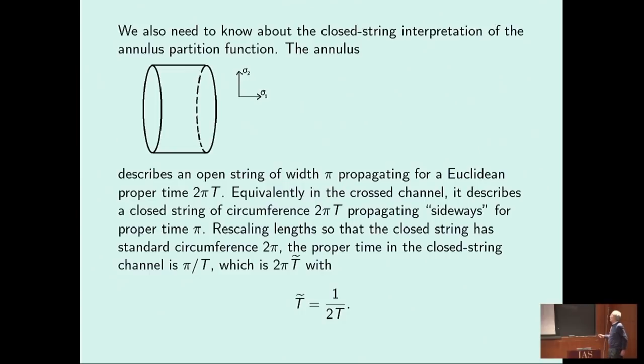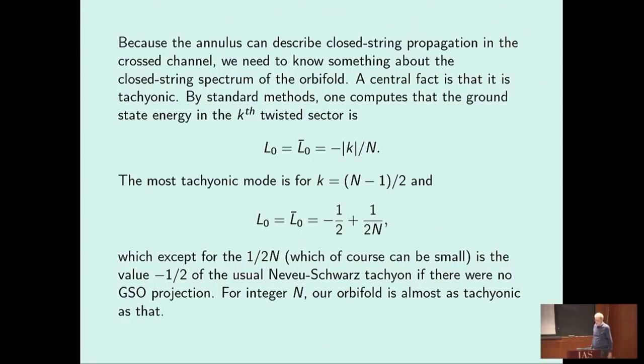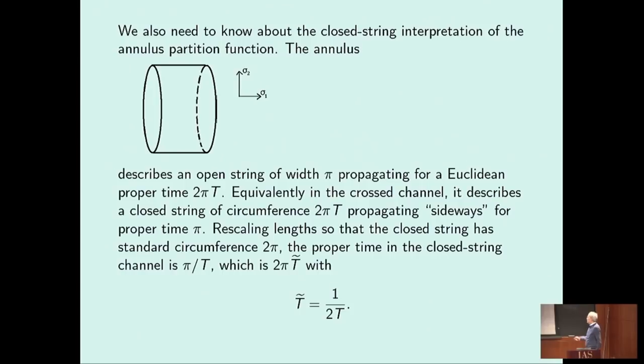One more thing we need to know is about the closed string interpretation of the annulus partition function. The annulus describes an open string of width pi, this way, propagating for Euclidean proper time 2 pi t this way. Equivalently, in the cross channel, we have a closed string, this one, with circumference 2 pi t, that propagates sideways for a proper time pi. If we rescale length so the closed string has standard circumference 2 pi, the proper time in the closed string channel is pi over t. In other words, if I make this 2 pi, then this would be pi over t. That's 2 pi t tilde, where t tilde is 1 over 2t. So the annulus partition function can also be interpreted in terms of a closed string that propagates for this proper time.